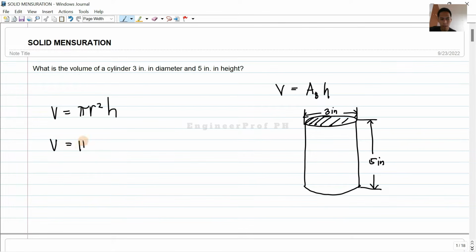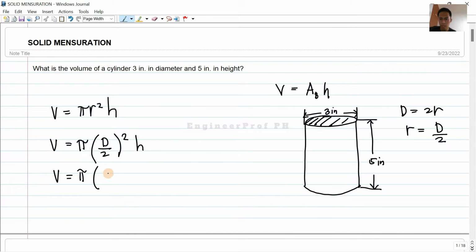So, volume equals pi r squared. Okay, r natin dito is 3 divided by 2 kasi yung diameter natin is 3 inches. So, basically, diameter is just twice ng radius. So, therefore, radius is equal to diameter over 2. Okay, so that's just r natin is D over 2 squared here and times h. So volume equals pi times quantity D over 2, that's 3 inches over 2 quantity squared times height, which is 5 inches.